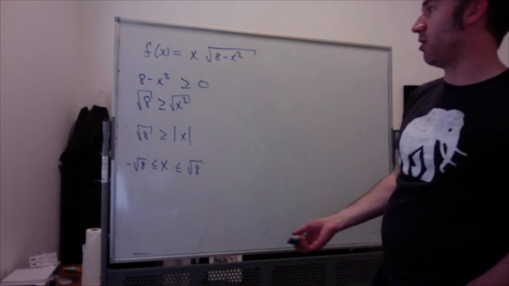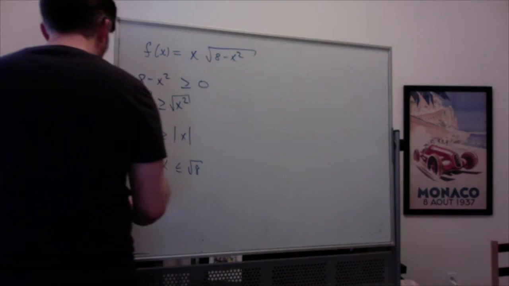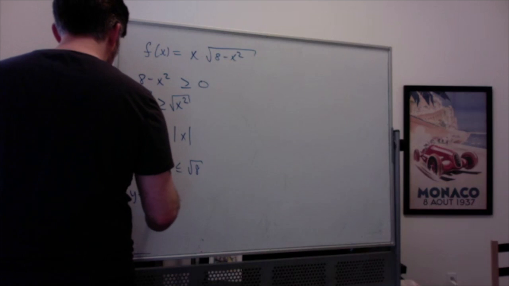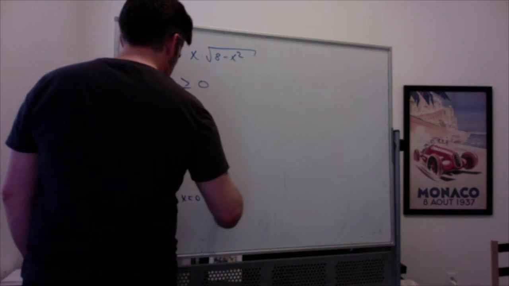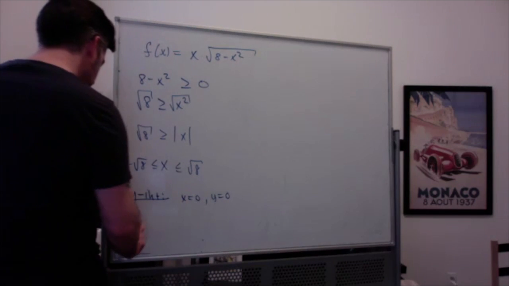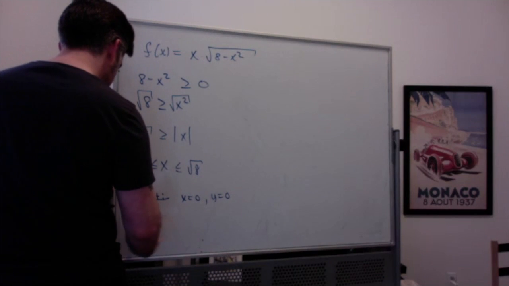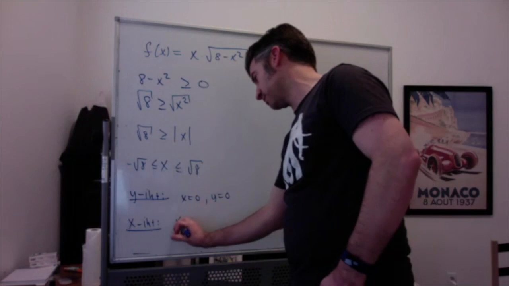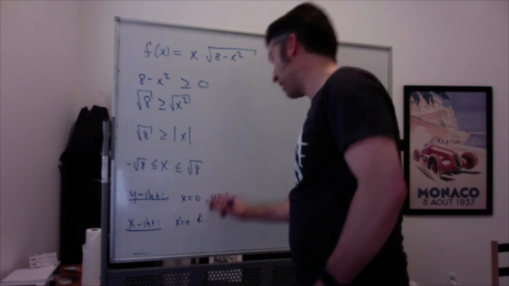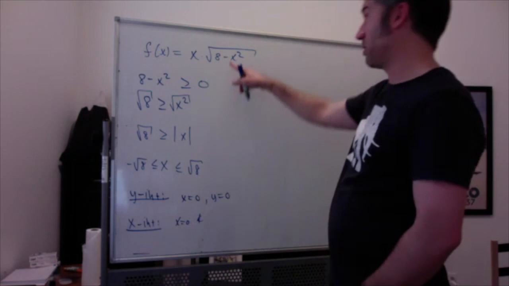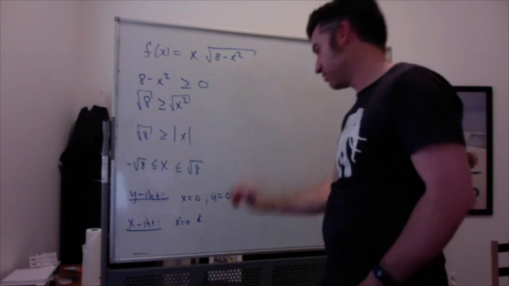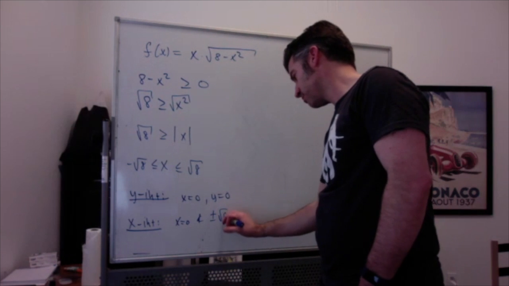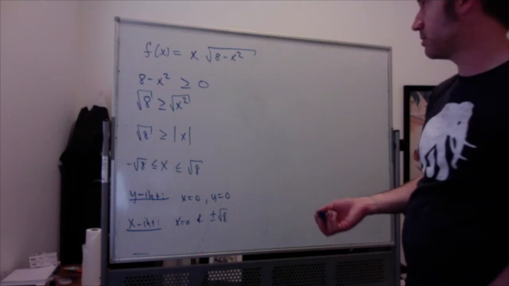All right, let's find our stuff. So y-intercept. If x is 0, we're going to get y equal to 0. X-intercepts. If we set the whole thing equal to 0, we can clearly see that x equals 0 is an x-intercept, as well as plus or minus root 8. If we plug in root 8, we get 8 minus 8, which is 0. So those are our intercepts.